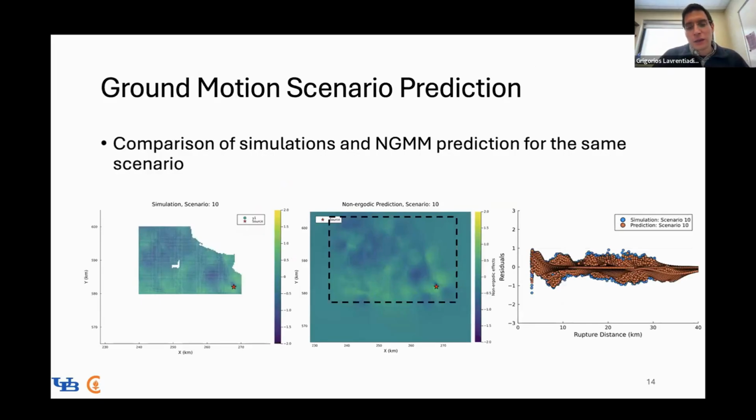Running the regression, we were able to successfully predict the ground motions for scenarios that we didn't include in the training. Here I'm showing the comparison between the residuals of the ground motion model for one of the scenarios and the mean prediction from our non-ergodic model, where within our domain of interest, we were able to capture the complex patterns that we see through the simulations. And we also were able to recover the residuals as a function of distance.